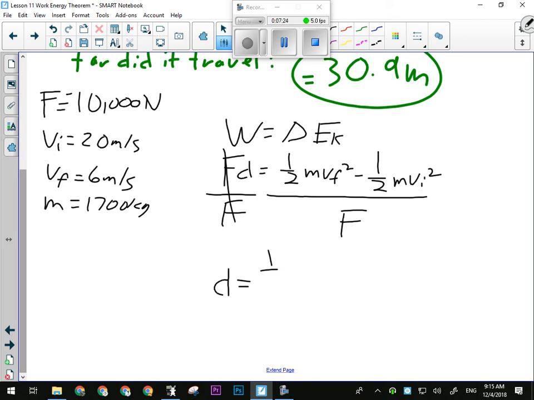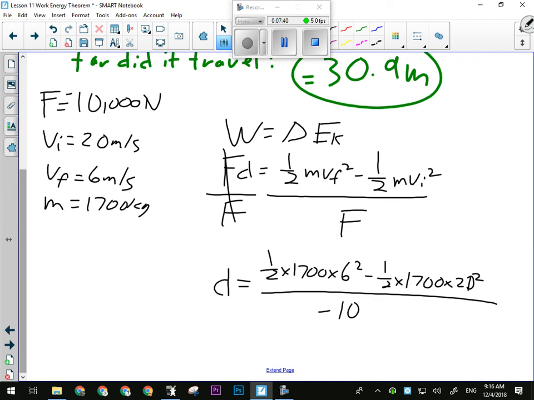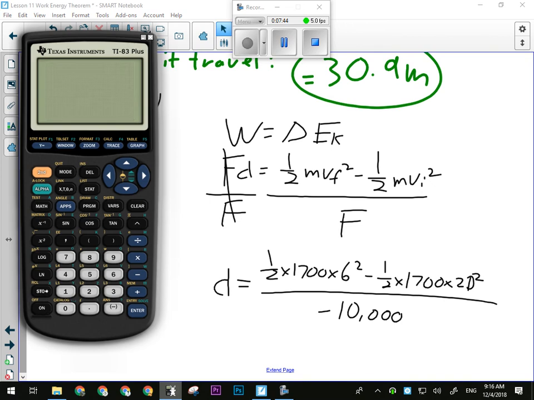So we plug in our numbers here. We got 1/2 times 1,700 times 6 squared minus 1/2 times 1,700 times 20 squared, divided by negative 10,000 newtons. So 0.5 times 1,700 times 6 squared minus 0.5 times 1,700 times 20 squared, divided by negative 10,000. All right, 30.9 meters is how far the car will travel before coming to a stop.